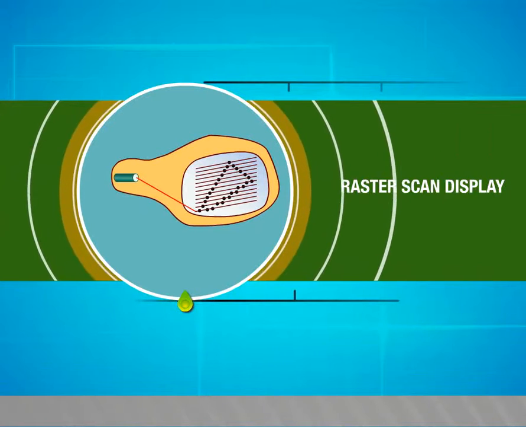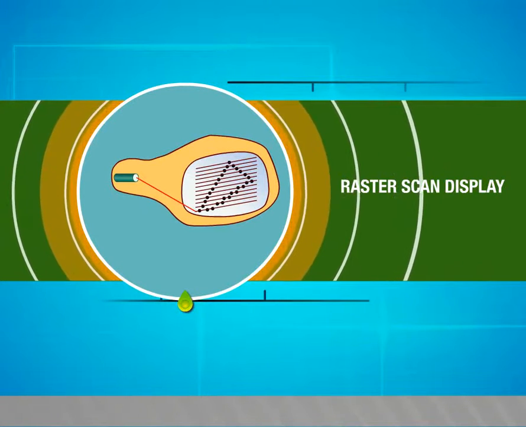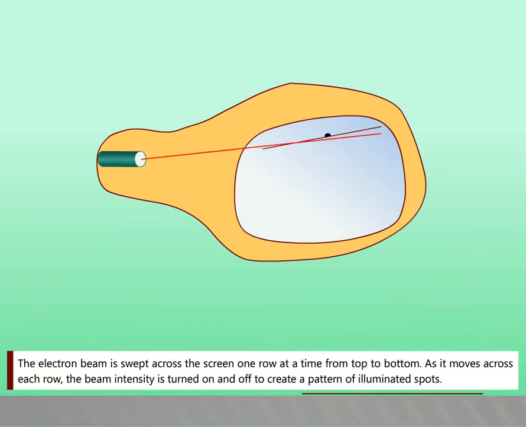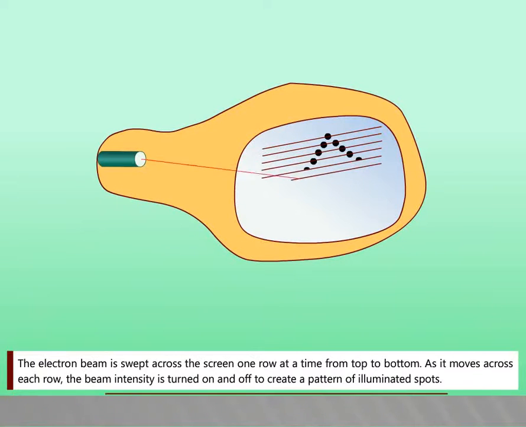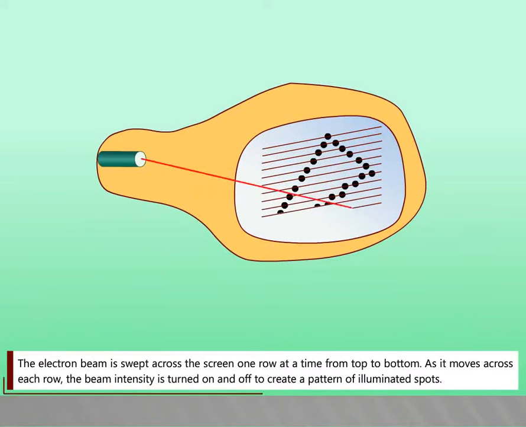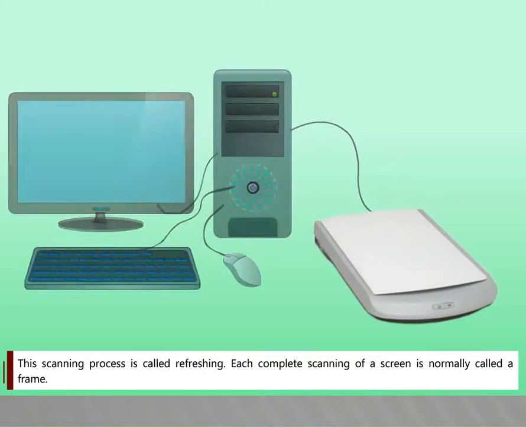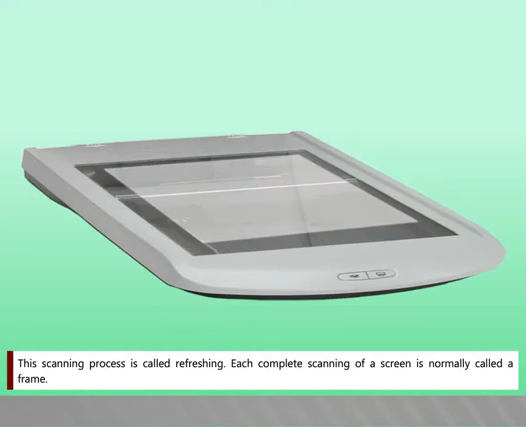Raster scan display. In this video, we are going to see about raster scan display. The electron beam is swept across the screen one row at a time from top to bottom. As it moves across each row, the beam intensity is turned on and off to create a pattern of illuminated spots. This scanning process is called refreshing. Each complete scanning of a screen is normally called a frame.